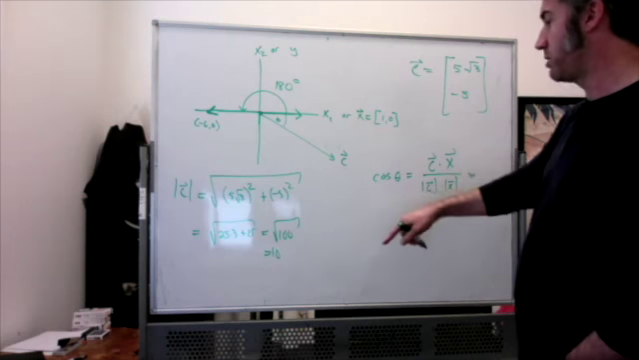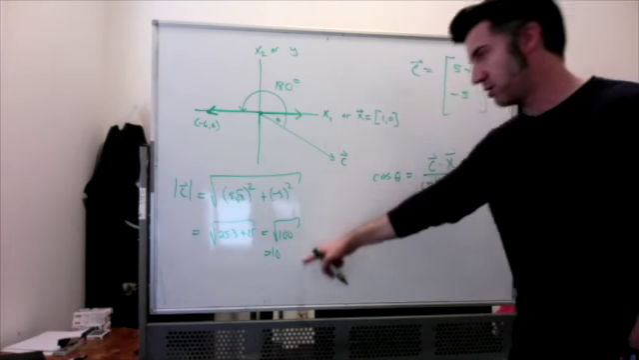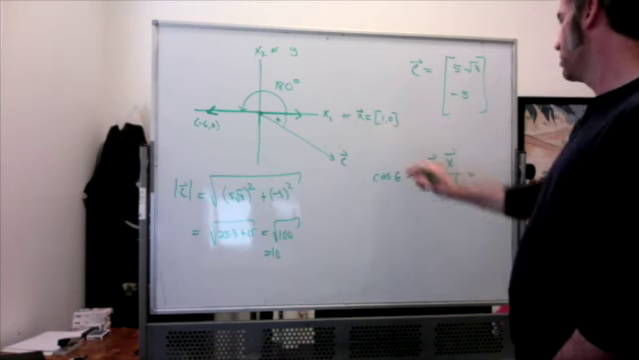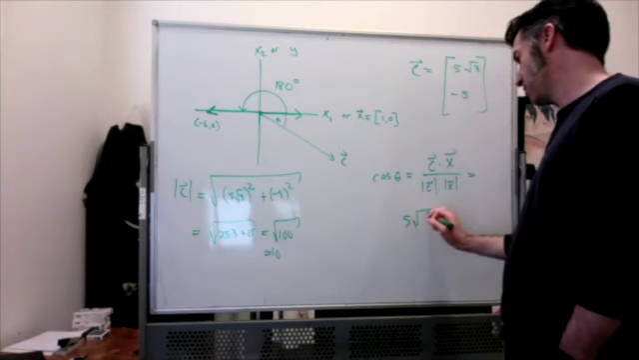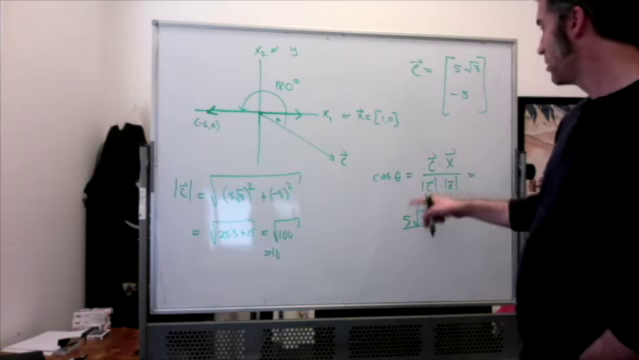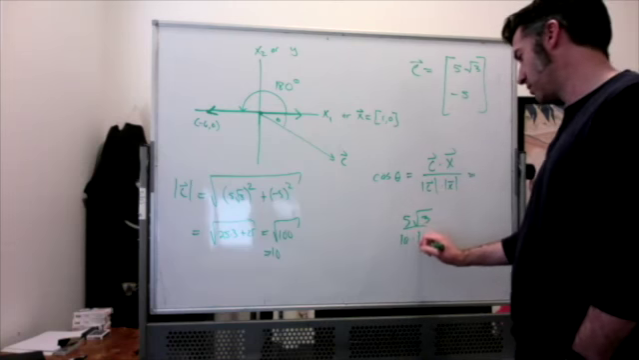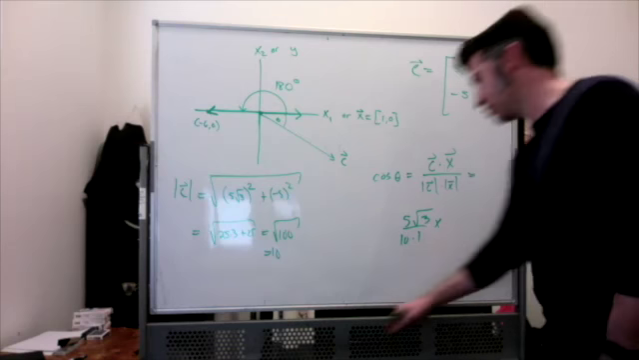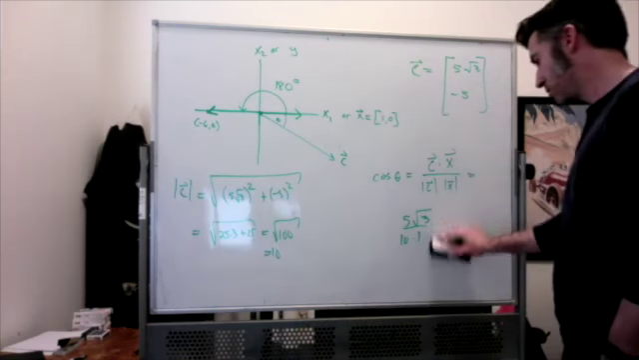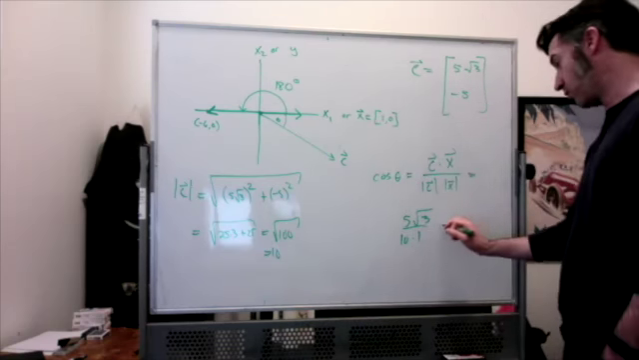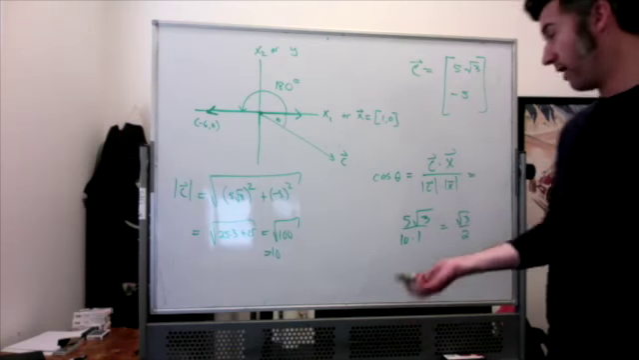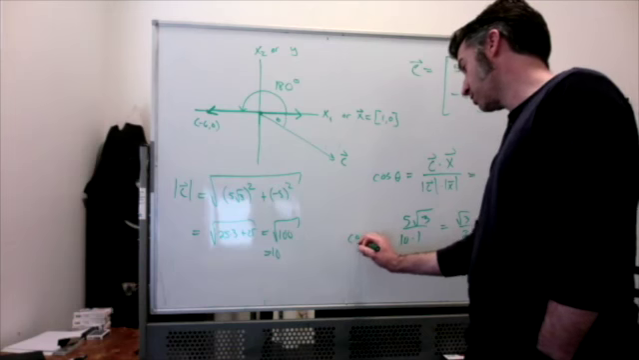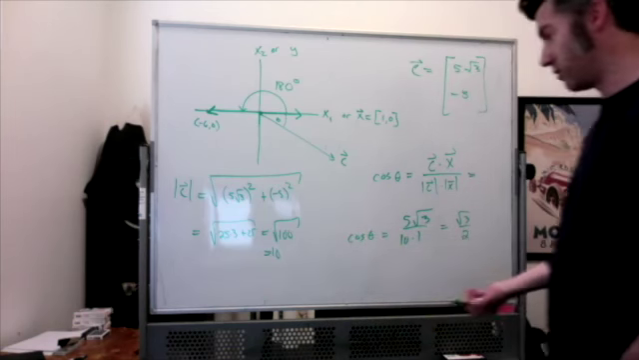C dotted with x is going to be 5 root 3 dotted with 1. So you're going to get 5 root 3 times 1, over the magnitude of c times the magnitude of x. This reduces to 5 over 10, which reduces to 1 over 2, so you get root 3 over 2, which is a value that we're used to seeing. So cosine of our angle is root 3 over 2.